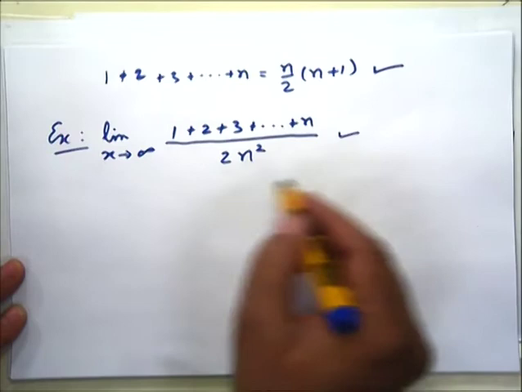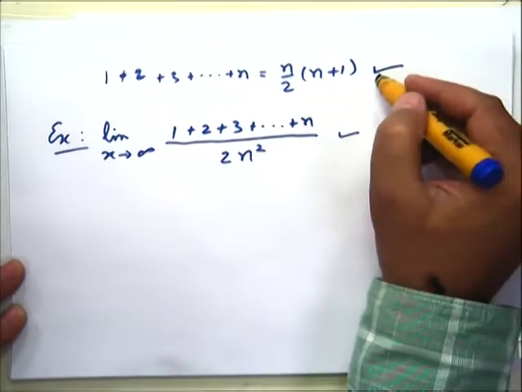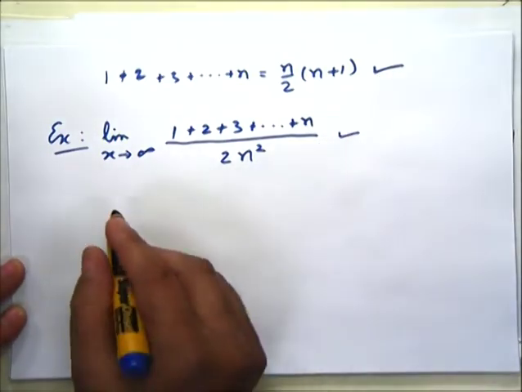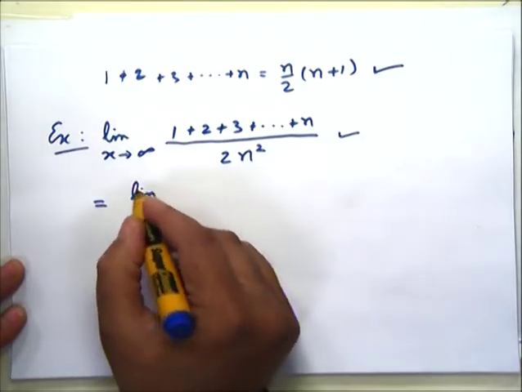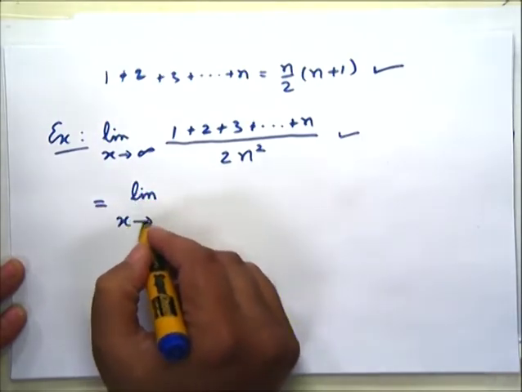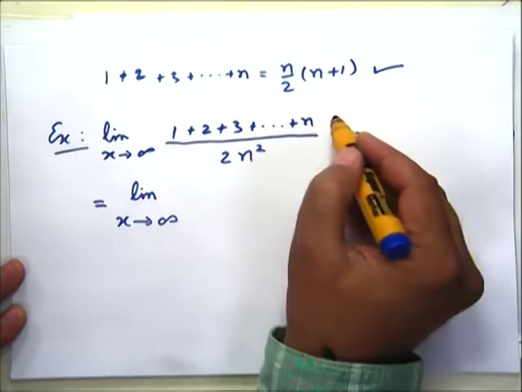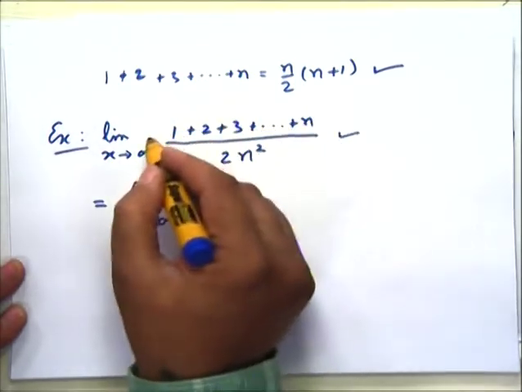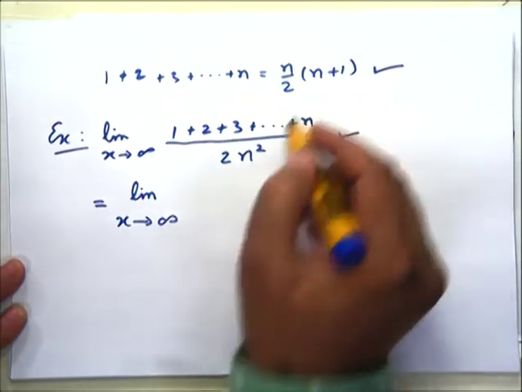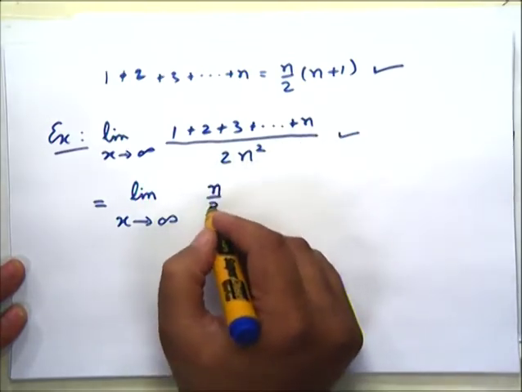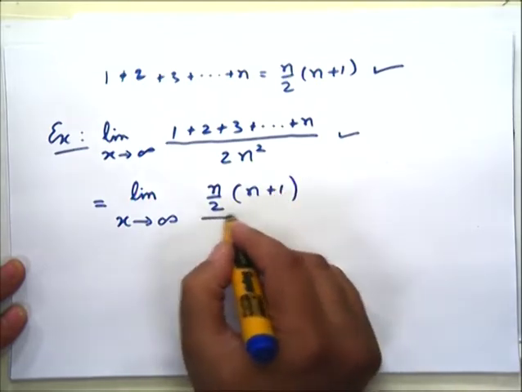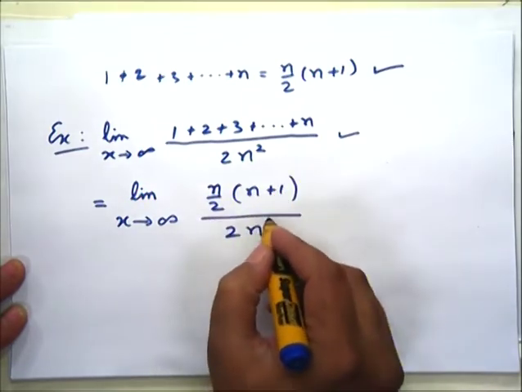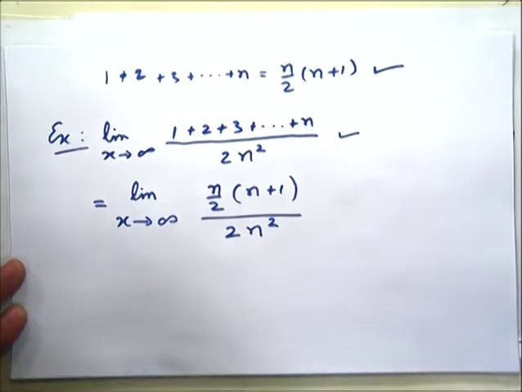So how to solve this? We will use this formula. It's a simple one. Limit n tends to infinity. Now we will use the summation of this sequence, and that is n by 2 into n plus 1, divided by twice n square. Now it becomes a simple expression.